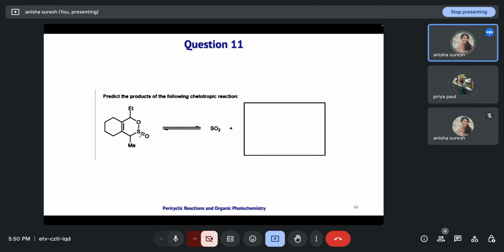So how is it taking place? Here this bond will shift here, this bond will shift here, and like this. So SO2 is getting removed. These two bonds are getting cleaved, SO2 is getting removed. And what is the product that is forming? Double bond Et, double bond Me.